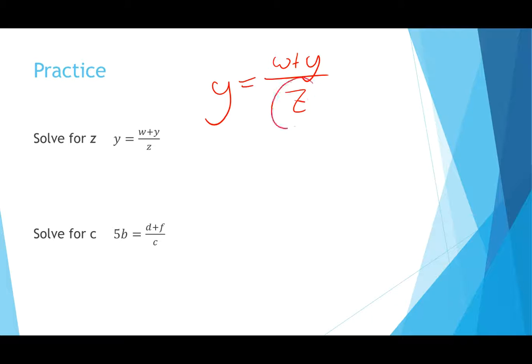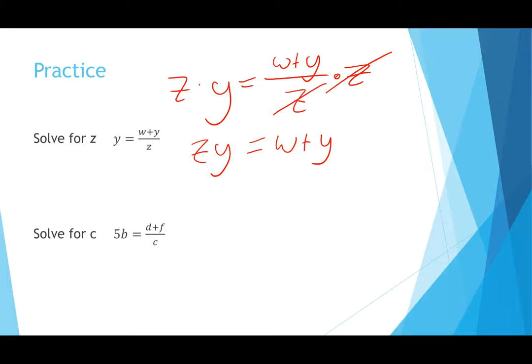And the only way to do that is to multiply both sides by Z. And it's multiplying because being in the denominator means it's being divided. And the opposite of being divided is being multiplied. So we're multiplying by Z so that I can just cancel it out. Now, on the right-hand side, canceling out the Z's just leaves us with W plus Y. And on the left side, I have Z times Y.